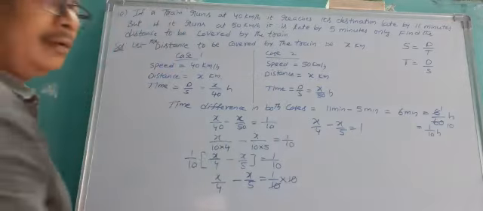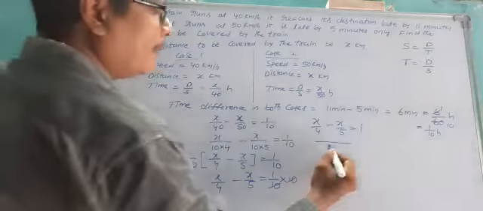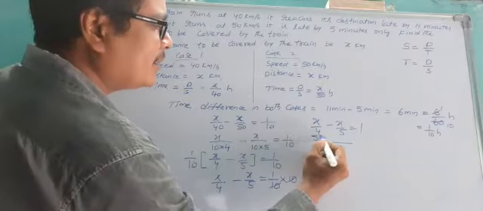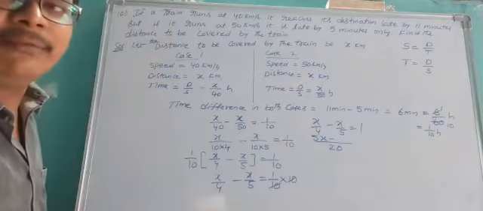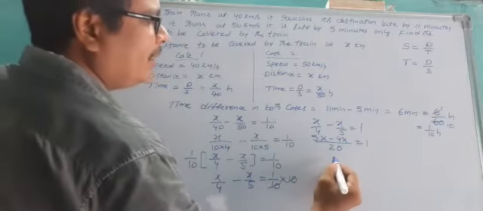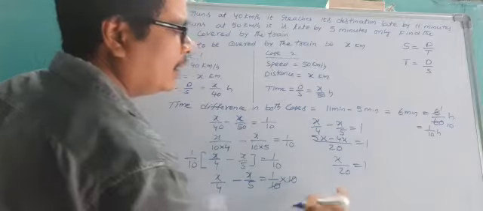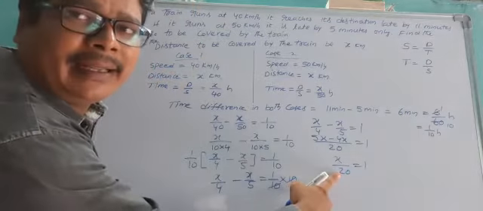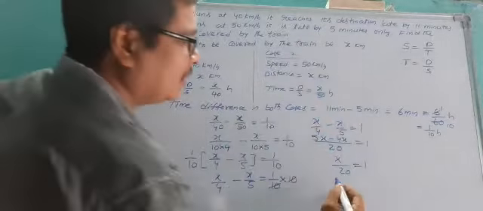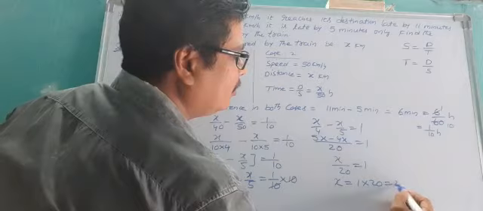Okay, we have to solve it. The LCM of the denominators 4 and 5 is 20. 4 times 5 is 20, so 5x. 5 times 4 is 20, so 4x. 5x minus 4x is x. That means x by 20 equal to 1. Here 20 is a divisor, on transposition it becomes multiplication. So x equal to 1 into 20, that equals 20.